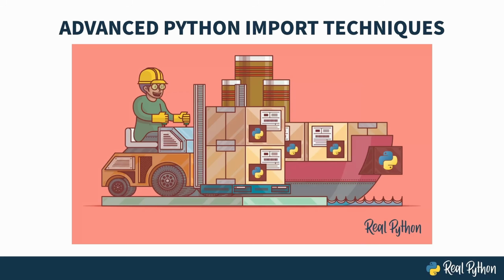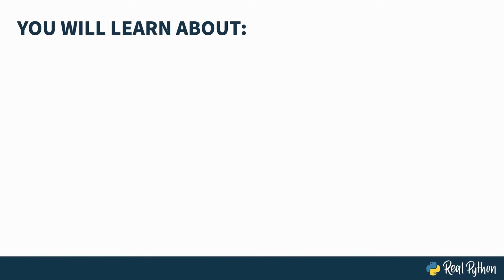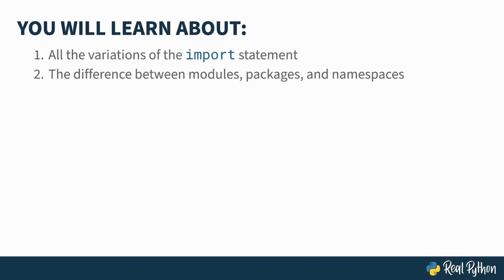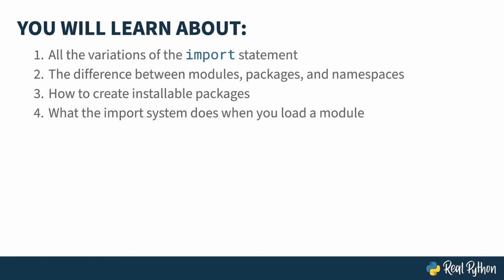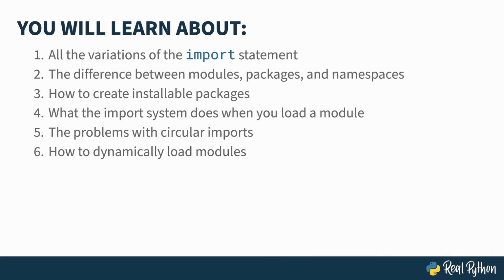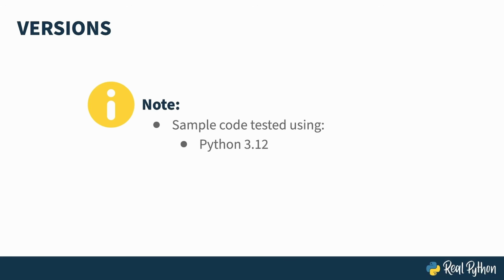This course is all about importing code into your program and the mechanisms Python has for managing groups of code. This is a deep dive, and you'll cover a lot of topics, including all the variations of the import statement, the differences between modules, packages, and namespaces, how to create installable packages, what the import system does when you load a module, the problems with circular imports, how to dynamically load modules, and a way to bundle your code as a runnable zip file. The code in this course was tested with Python 3.12.